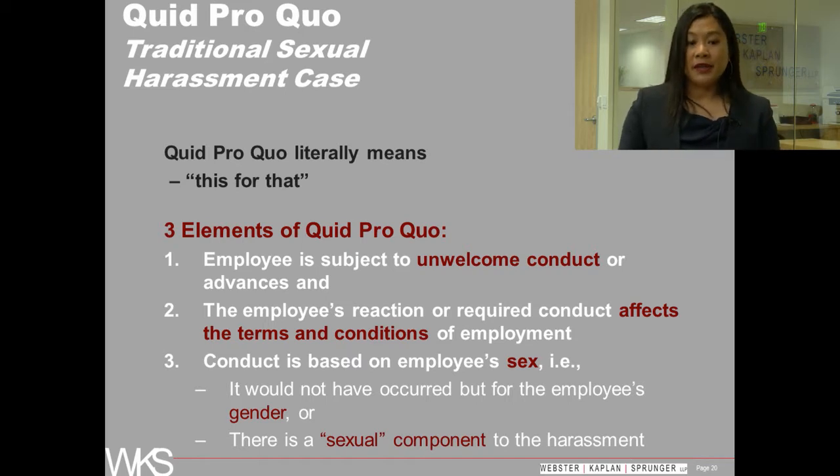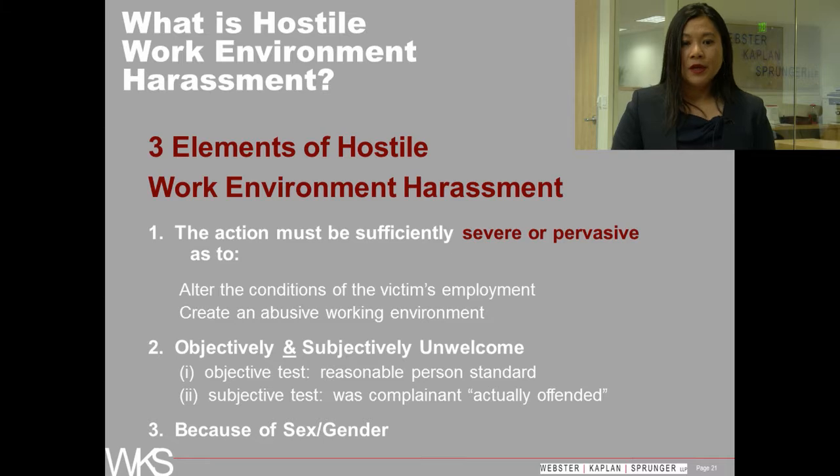And the last part is that the conduct has to be based on the employee's sex, right? There's some kind of sexual component that's involved in it, okay? So the massages or asking out, going out on a date, those types of conduct would be deemed to have a sexual component involved, okay? So hostile work environment, which is the second category we mentioned, is a little bit different. The action has to be sufficiently severe or pervasive, right, as to alter the conditions of the victim's employment and create an abusive working environment. So think of it a little bit more broadly, okay?